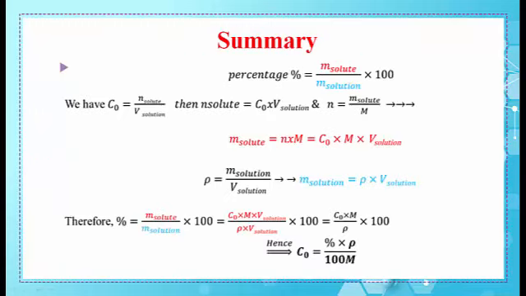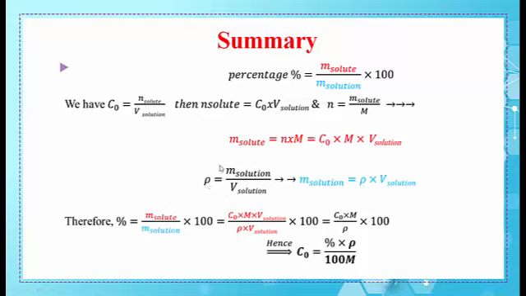Now, as a summary, let's remember how to determine the initial concentration of a commercial solution. First, the percentage by mass is equal to the mass of solute over mass of solution times 100. We have C0, which is equal to the number of moles of solute over the volume of solution. Then the number of moles of solute is equal to C0 times V solution, and the number of moles is equal to mass of solute over the molar mass. Then the mass of the solute is equal to number of moles times molar mass, which is C0 times V solution times the molar mass.